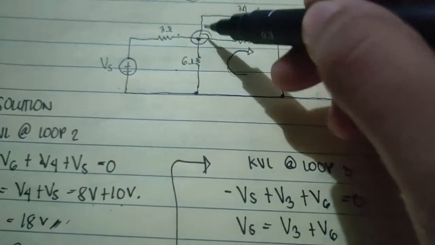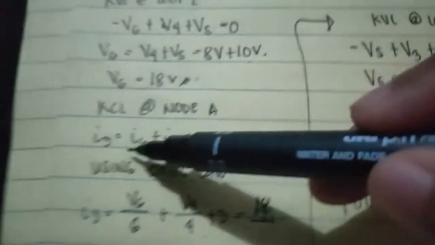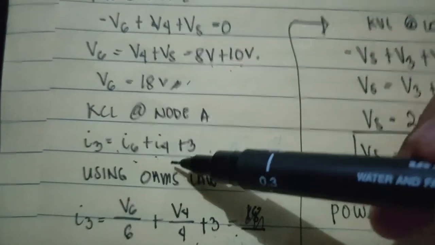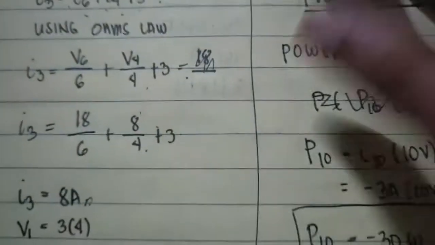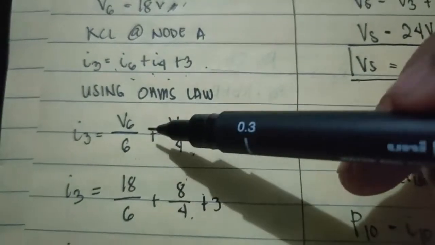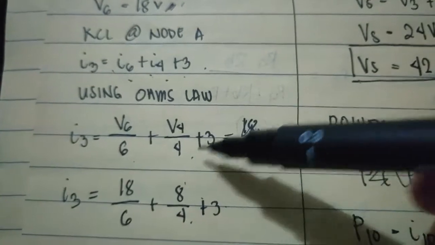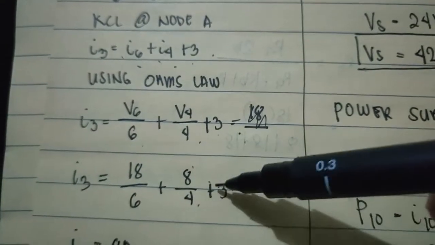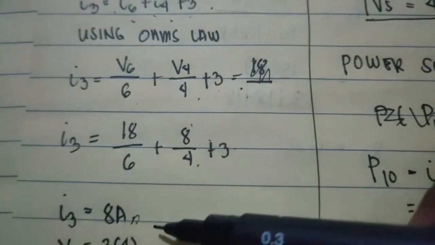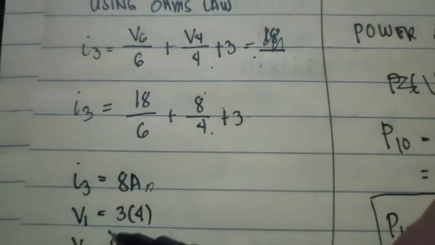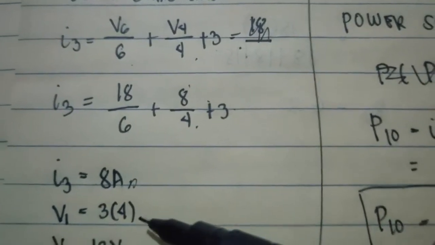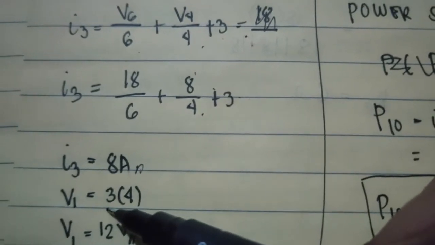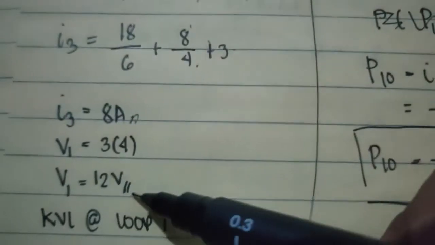So KCL at node A, assuming that this is our node A here. By applying Ohm's law again, I3 is equal to I6 plus I4 plus 3. Using Ohm's law, I3 is equal to V6 over 6 plus V4 over 4 plus 3. So I3 is equal to 18 over 6 plus 8 over 4 plus 3. So our I3 here is 8. For solving V1, V is equal to I times R. So 3 amps times 4 ohms. So our V1 is 12 volts.